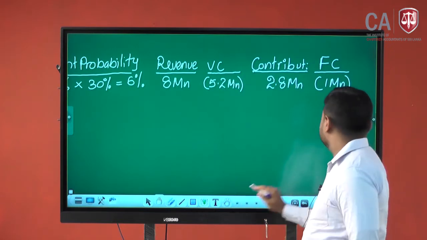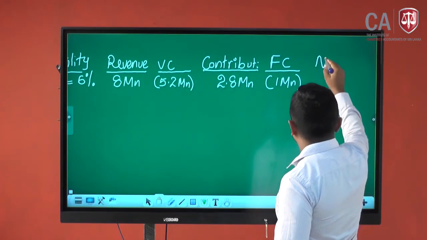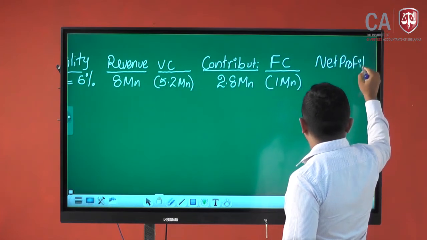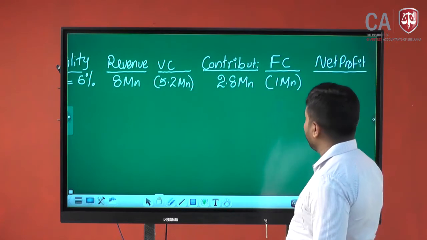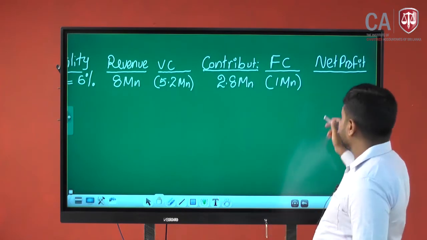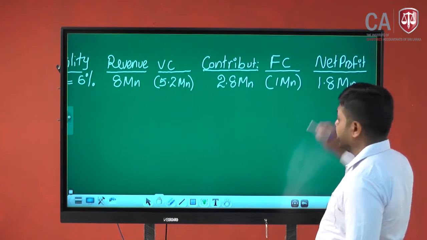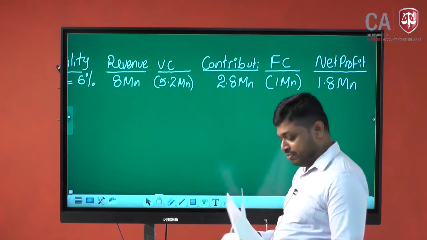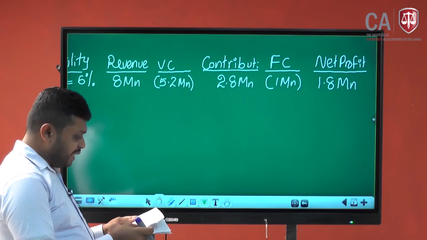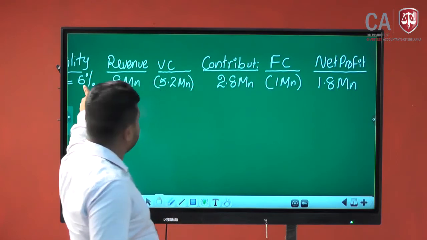Net profit is 2.8 million minus 1 million, it should be 1.8 million. Net profit will be 1.8 million. Clear? The way you compute it, 1.8 million is the net profit, but there is a joint probability of 6%.